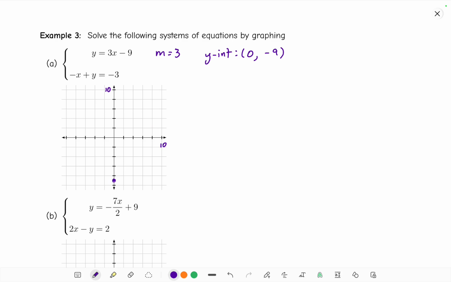And then with a slope of 3, I need to go up 3 over 1. Now I'm just going to get a few points there so that I can draw a straight line. That should be good enough.